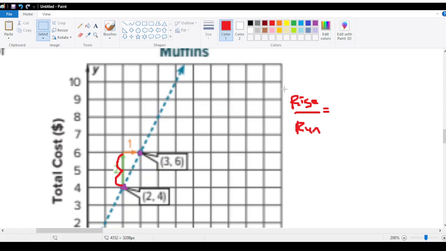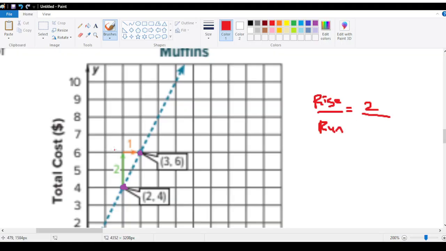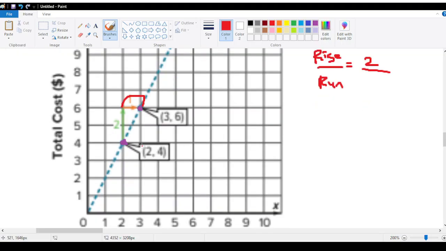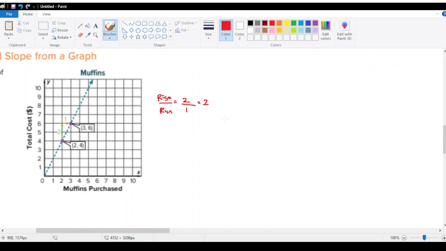The rise is 2. Okay. So the rise is 2. And let's see, how much is the run? It's 1. Because here it's 1 square, so it's 1. 2 divide 1, how much? 2. Okay.